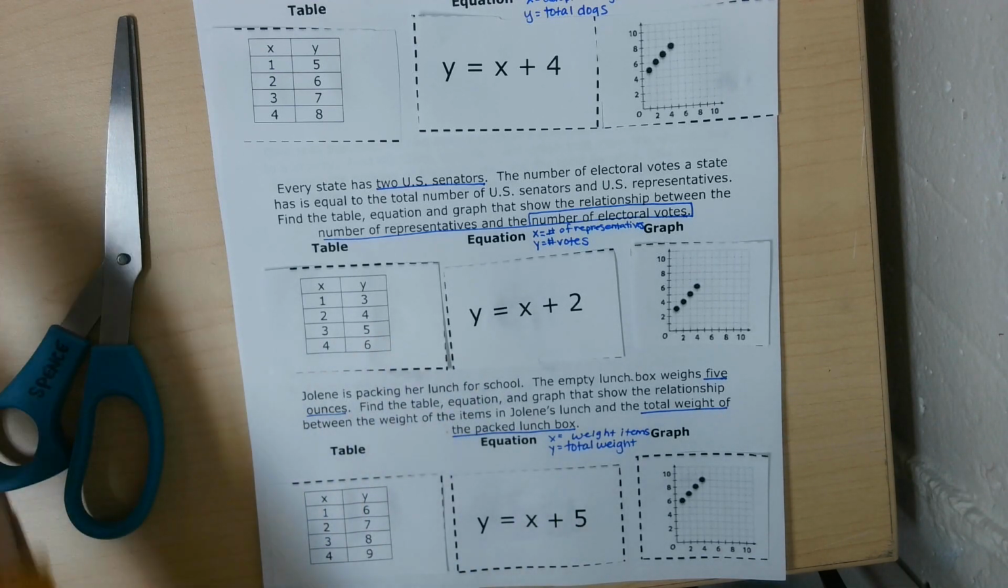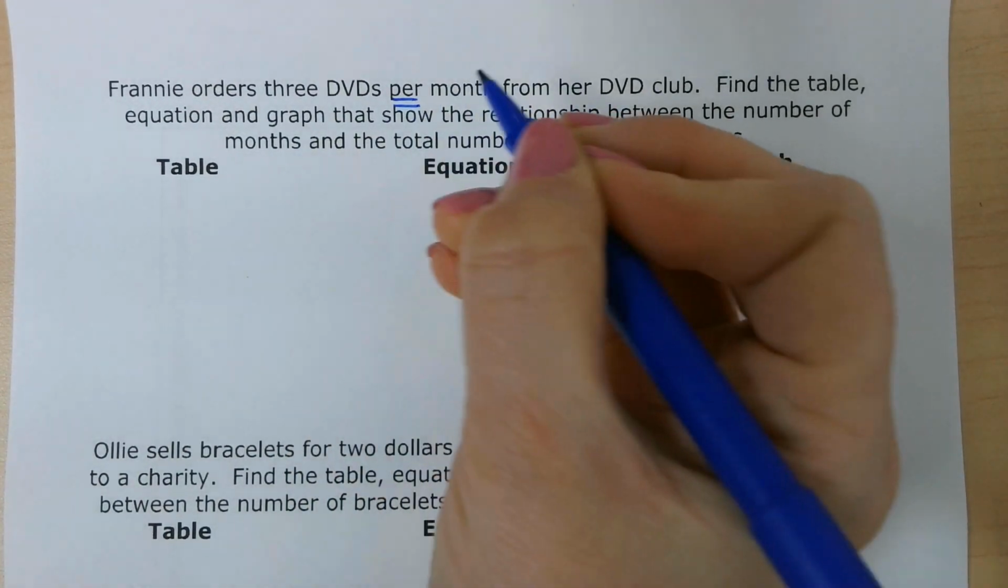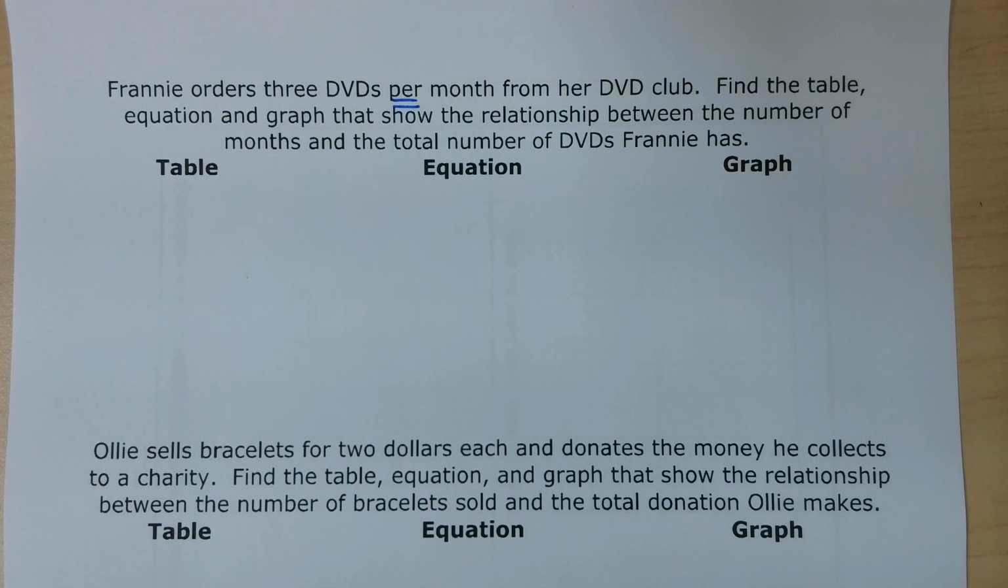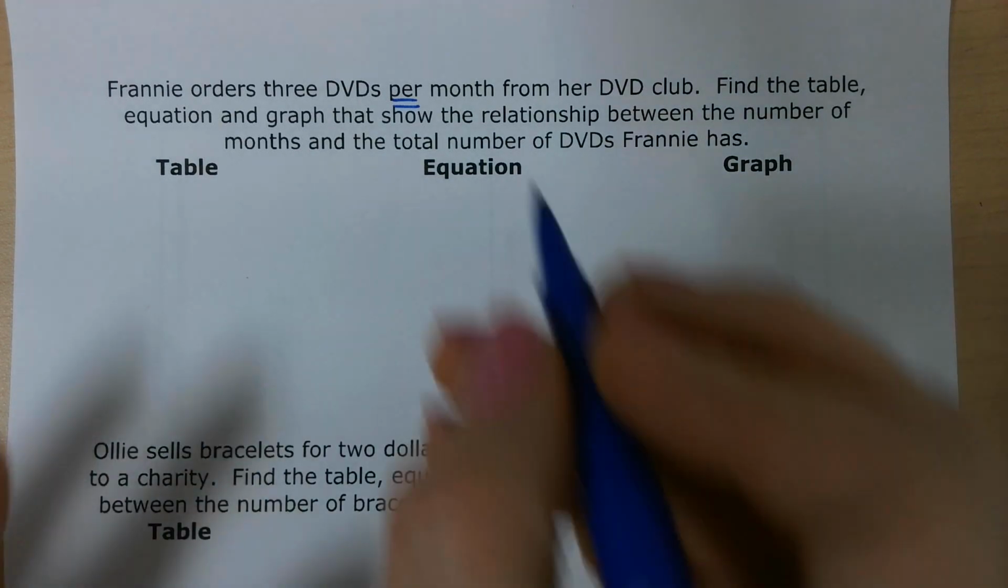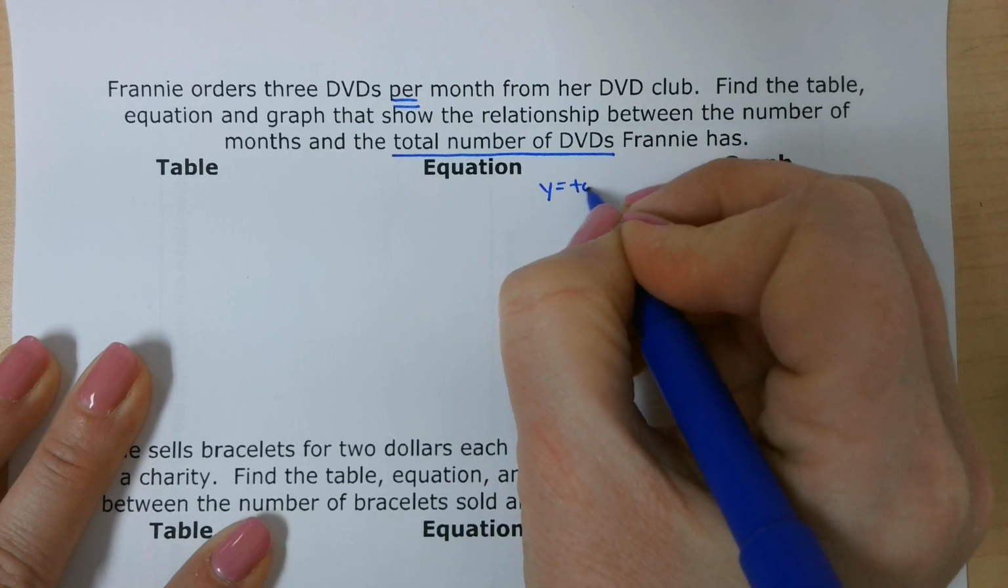All right, so flip your page over and we're going to look at the back. The next one, at the top of the back side, talks about Franny ordering 3 DVDs per month. So I see a keyword right there that needs to stand out every time you're reading worksheets like this, from her DVD club. Find the table, equation and graph that shows the relationship between the number of months and the total number of DVDs that Franny has. So we see total number of DVDs is going to be our answer, right?